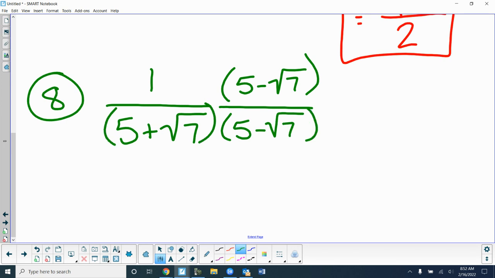So I'm multiplying top and bottom by the same thing. Now, what's 1 times anything? Itself, right? So the top, 1 times 5 minus radical 7, is that. All right, when I FOIL this, what's 5 times 5 for first? 25. What's 5 times negative radical 7?